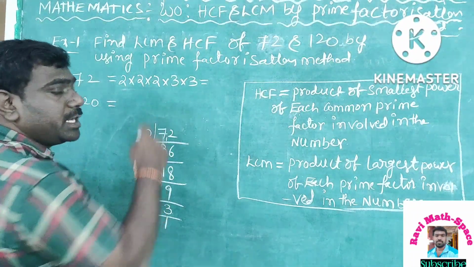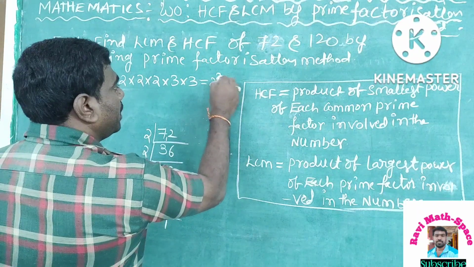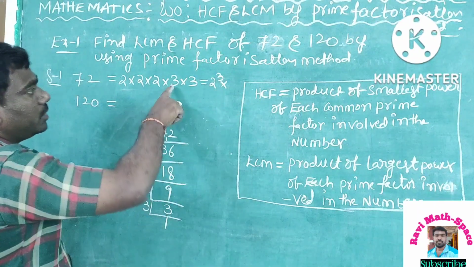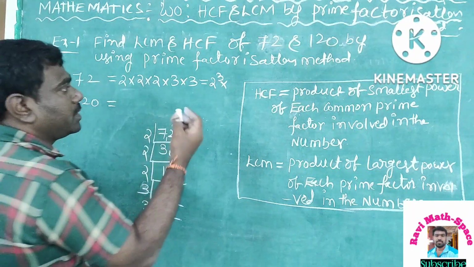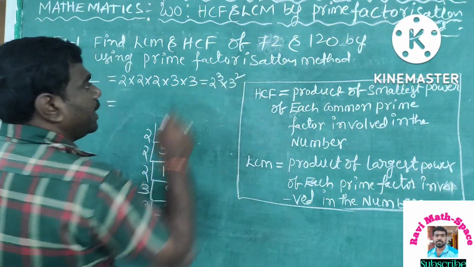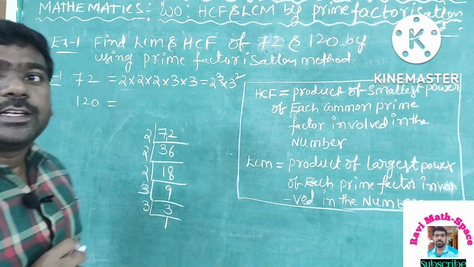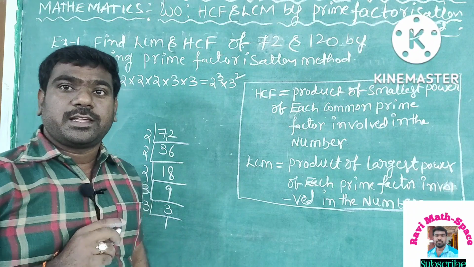2 is repeating how many times? 3 times. Therefore I can write 2 cube, multiplied by 3, which is repeating 2 times, itself multiplying 2 times, which is nothing but 3 square. This is called a unique factorization.